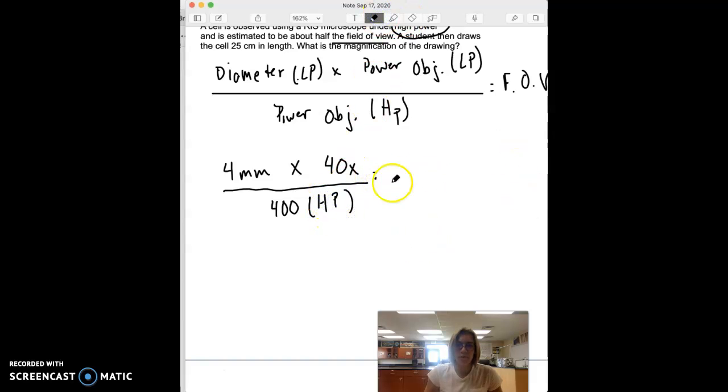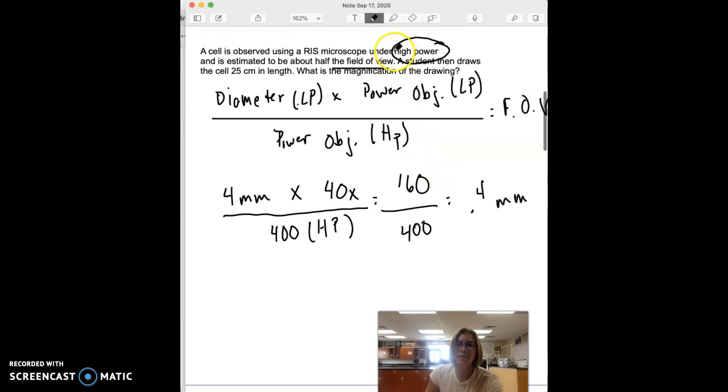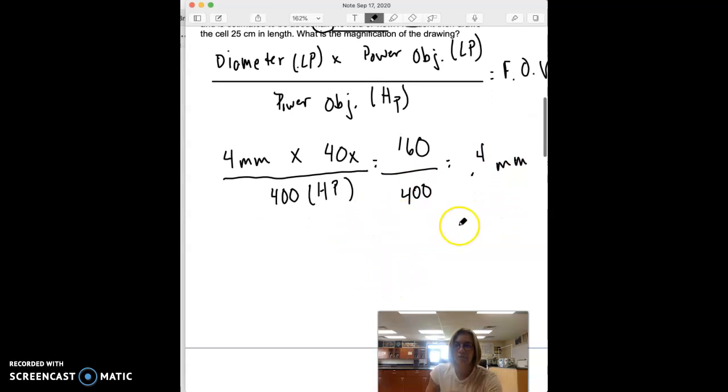So with a little bit of quick math here, 4 times 40 is 160 over 400. We're going to get a 0.2 millimeter, or I'm sorry, 0.4 millimeter field of view. Got ahead of myself there. So 0.4 millimeter field of view. And then in my problem, I said that it is observed to be about half the field of view. So half the field of view, half of 0.4 is 0.2.